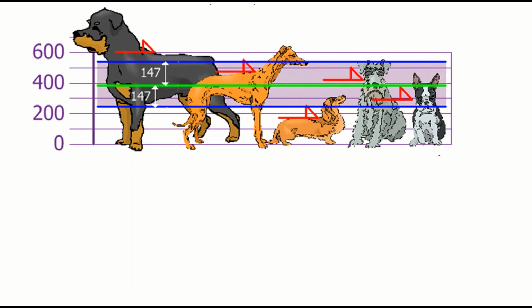And I just want to bring you back here to the image of the dogs. So once again, you can see the green line represents the mean, and then you can see here that we have now marked in our standard deviation, which is up or down that 147 millimeters. That's what we've just found.